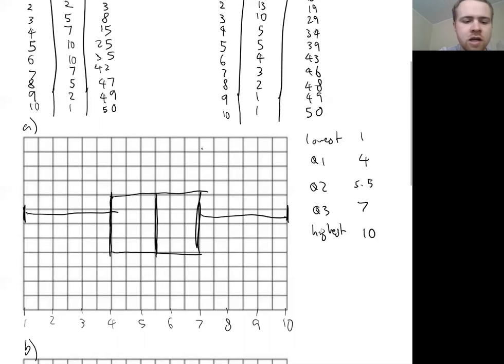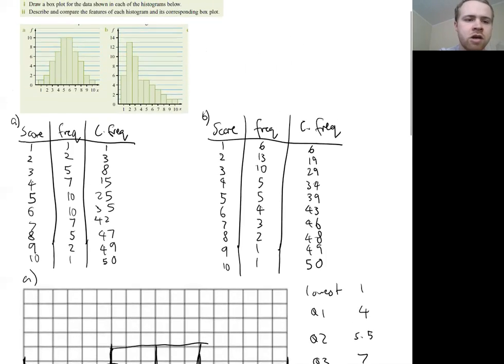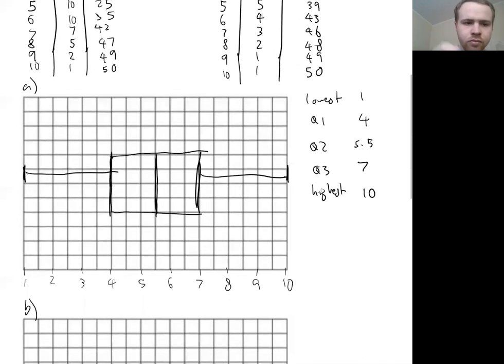Okay, so what you can see here is we've got a nice symmetrical box plot, just like how our histogram was symmetrical. So for part II, we can say both the histogram and box plot are symmetrical.